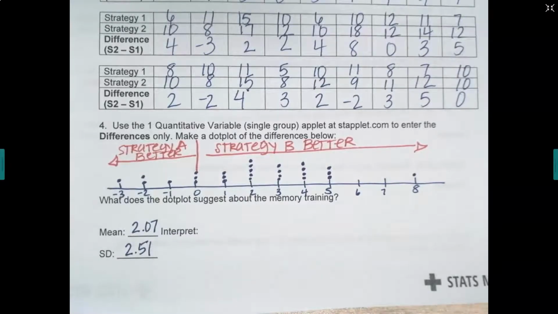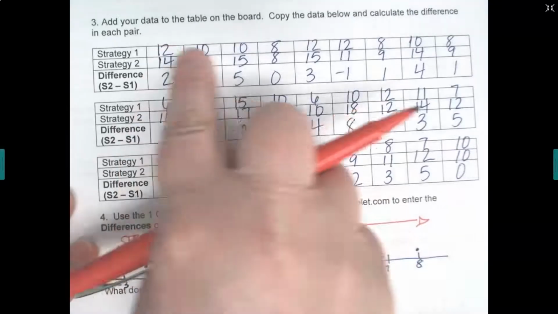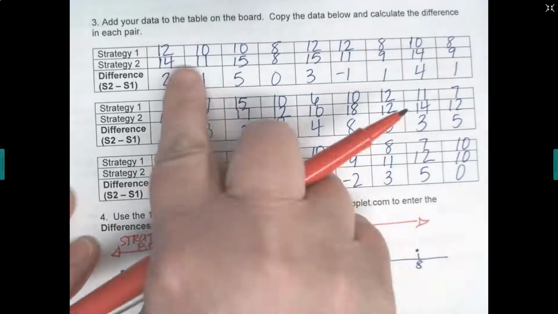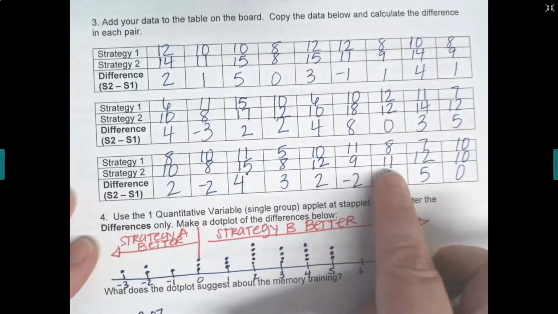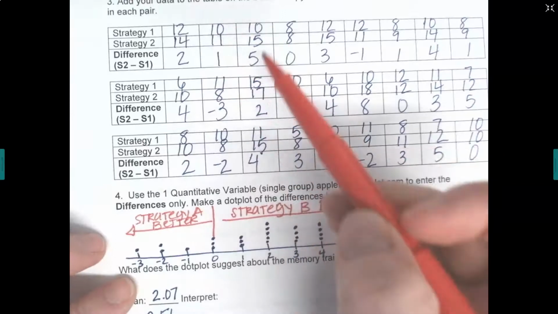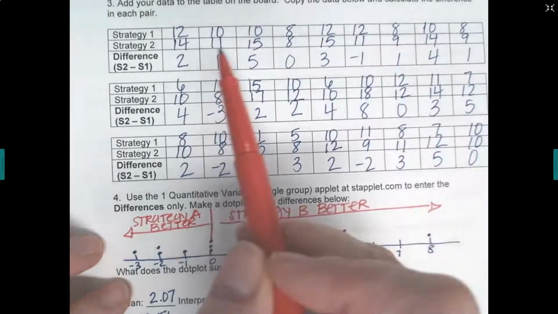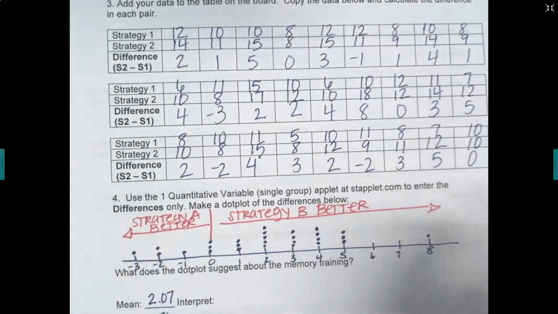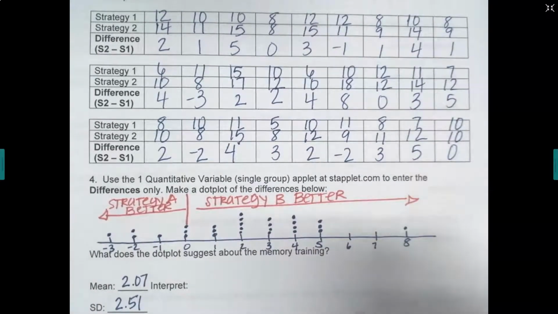Now, this is different than the difference in means. What we did previously was add up all the strategy 1s and find a mean, then add up all the strategy 2s and find that mean, and then subtract. This one, each individual person is doing the subtraction, and we're adding up all of the differences and finding the mean. Okay, so this is a mean difference, not a difference in means.